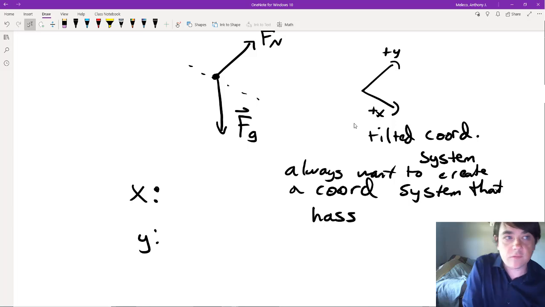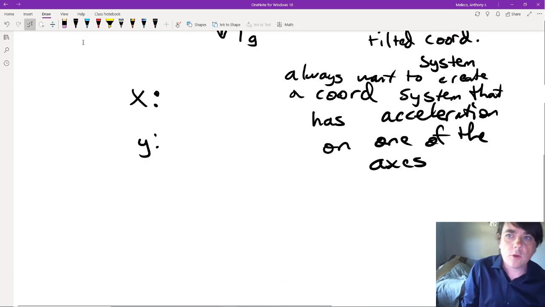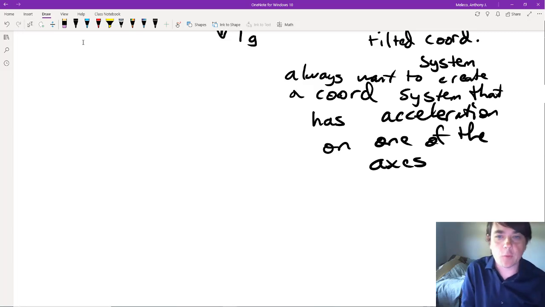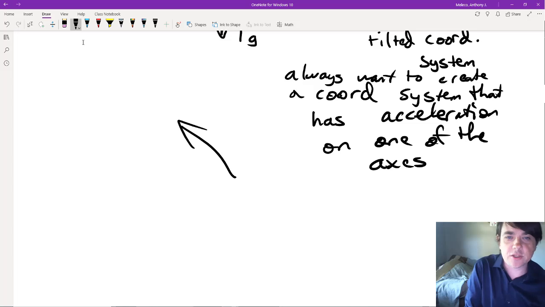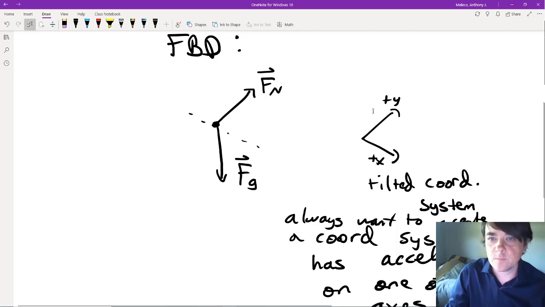that has acceleration on one of the axes. Okay. And so we did that here. If we were accelerating in this direction, then I'd probably have the x over there and maybe the y like this, right? So you always want to have one of your axes on the acceleration.